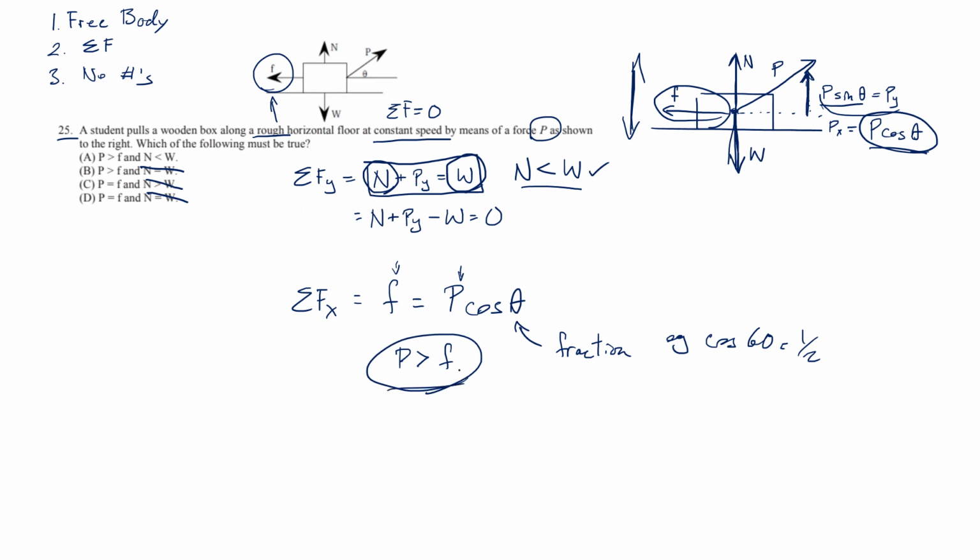So now we have these two things. Oh, look, P is greater than F and N is less than W. The answer must be A.